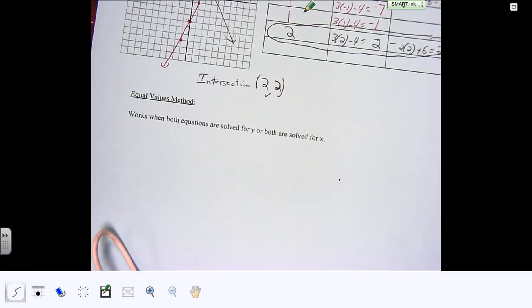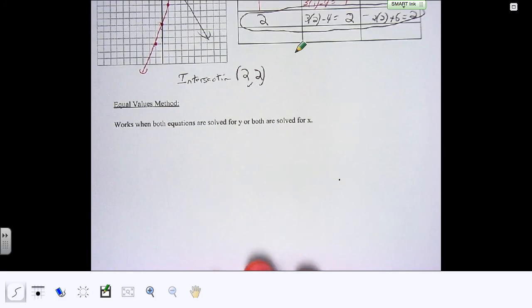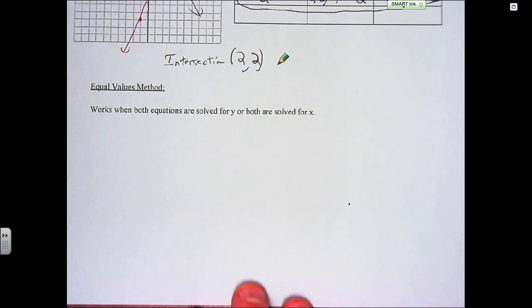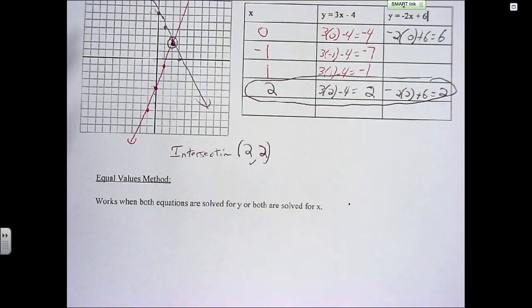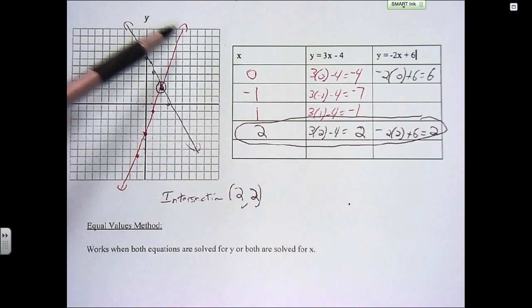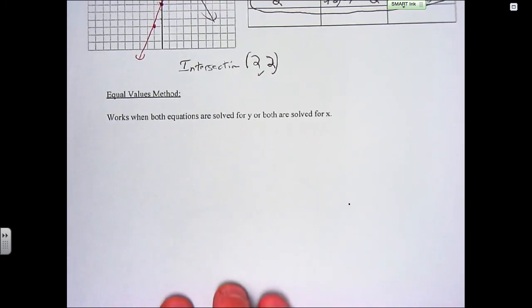We are going to take our last bit of notes for this chapter. It's called the equal values method. And so what we're doing is we're trying to figure out when the two lines cross. So we had done this before. We did it by graphing and looking at the table, right? We see where two lines cross. And so let's try this one.